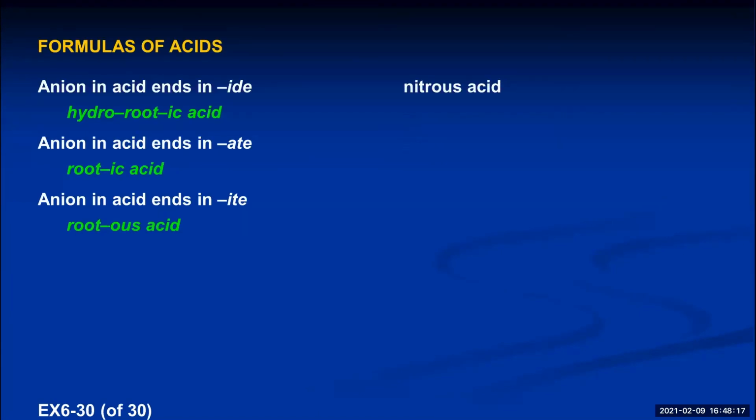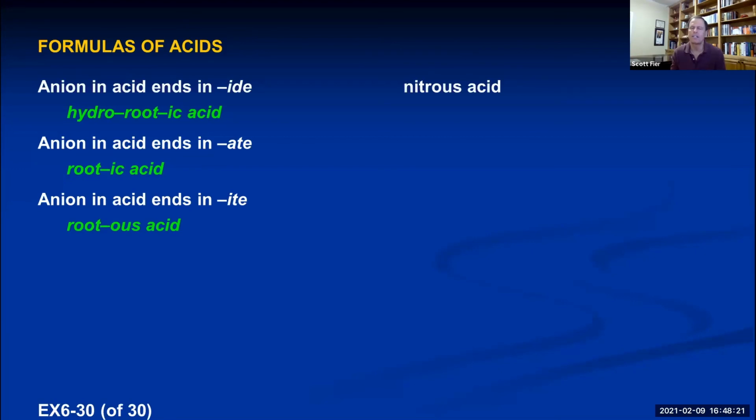Thank you, Professor. Let's try one final one. If I give you nitrous acid, this is going to be hydrogen bonded to some anion. So you have to figure out what the anion is. If the name ends in OUS, that tells you explicitly the anion must end in ITE. So in this compound, hydrogen is bonded to nitrite. So the acid is actually the compound hydrogen nitrite.